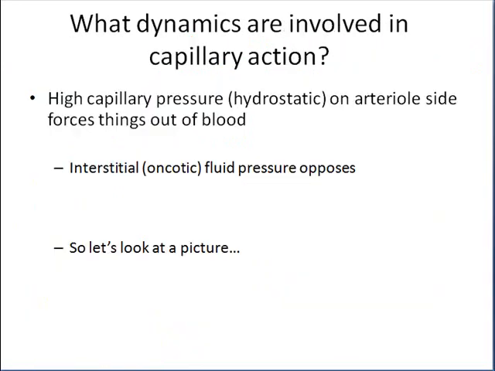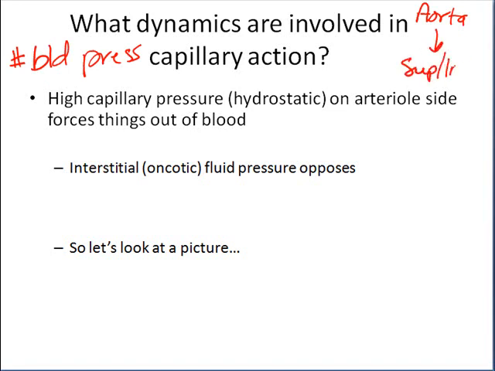So let's take a look at the actual physiologic dynamics that contribute to the movement of items into and out of the blood. The number one most important thing to remember here is the role that blood pressure plays in this. Remember I told you that there is a pressure gradient between the aorta and the superior and inferior vena cava. And that pressure is highest in the aorta just as we're exiting the heart. Pressure is lowest when we're returning to the heart at the superior and inferior vena cava.